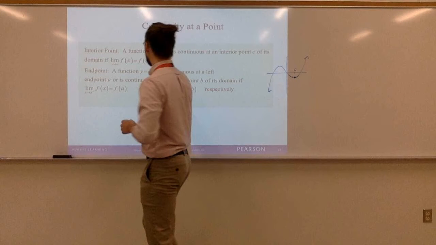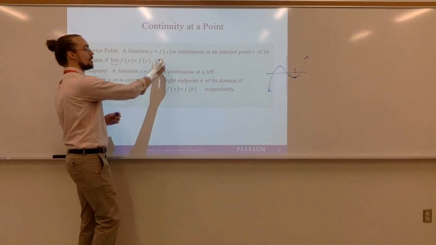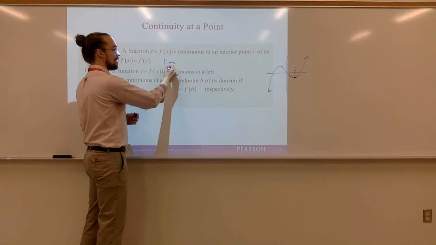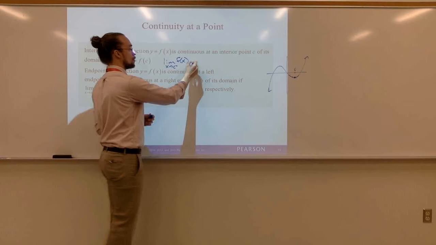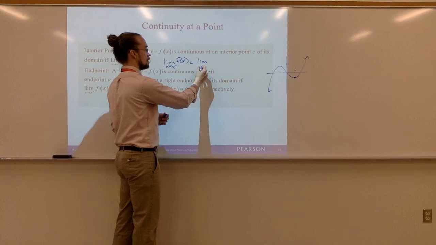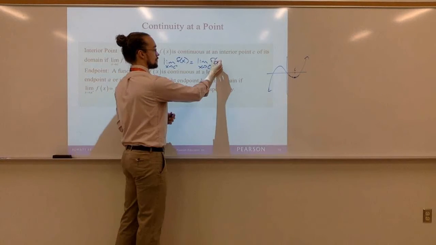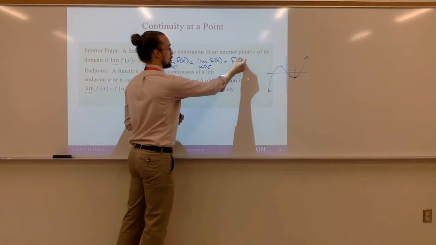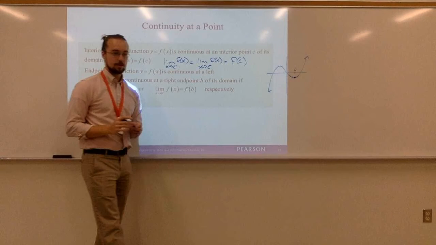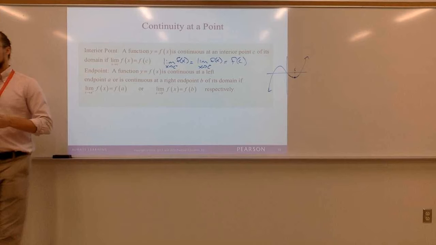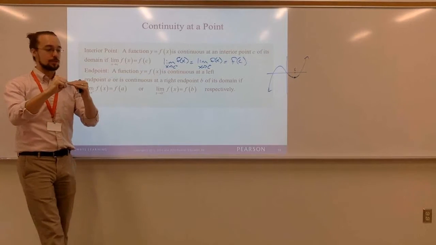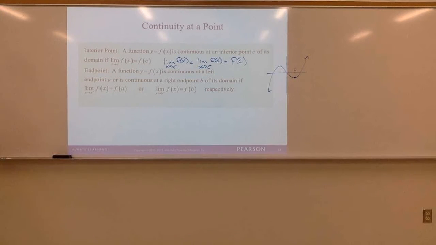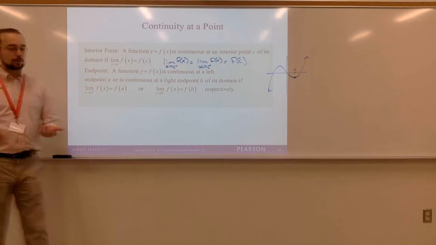And we can even break this up a little bit further and say, if the left-hand limit is equal to the right-hand limit is equal to the function at that point. So if we're coming to that value from the left, coming to that value from the right, and the function is actually equal to that value, that's our calculus definition of continuity.